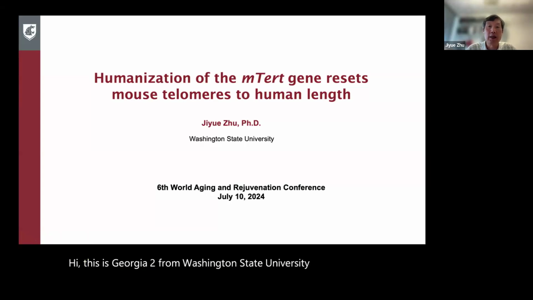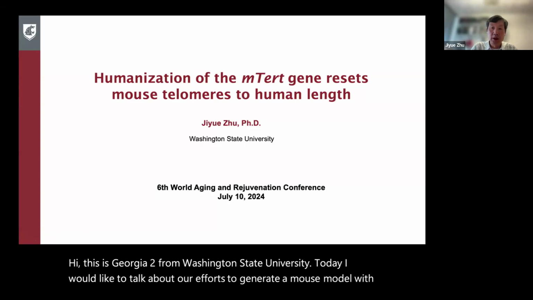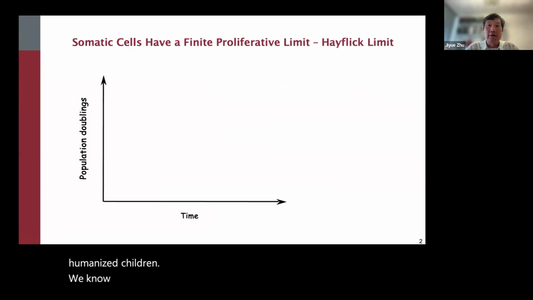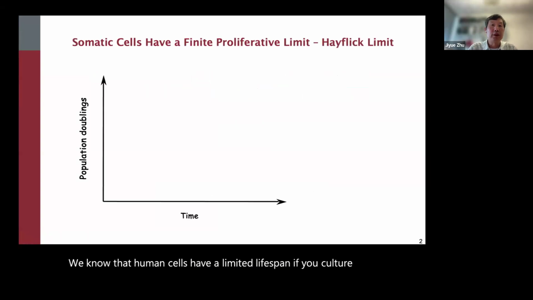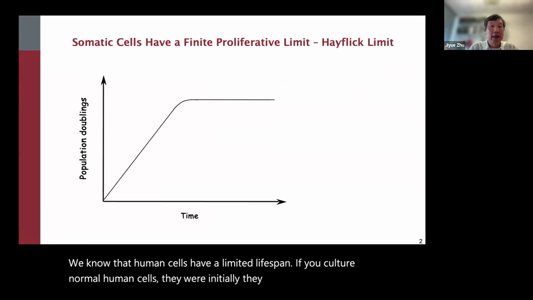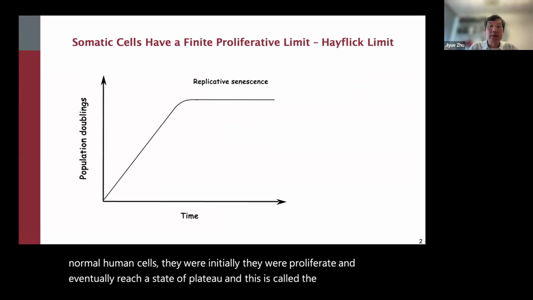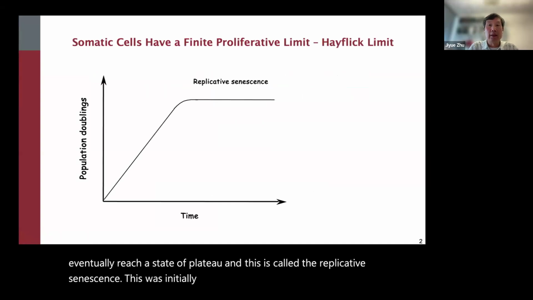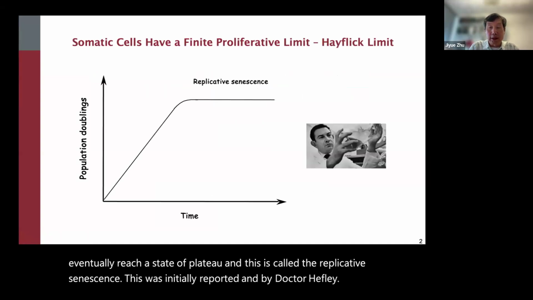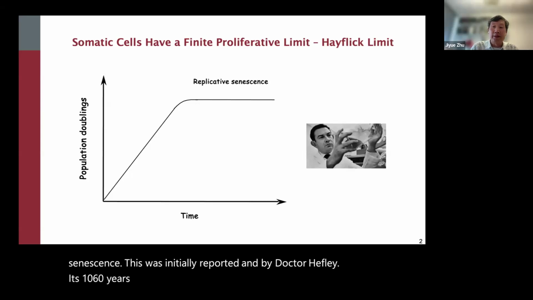Today, I would like to talk about our effort to generate a mouse model with humanized telomere. We know that human cells have a limited lifespan. If you culture normal human cells, they will proliferate and eventually reach a plateau. This is called replicative senescence. This was initially reported by Dr. Hayflick 60 years ago, so it's also called the Hayflick limit.